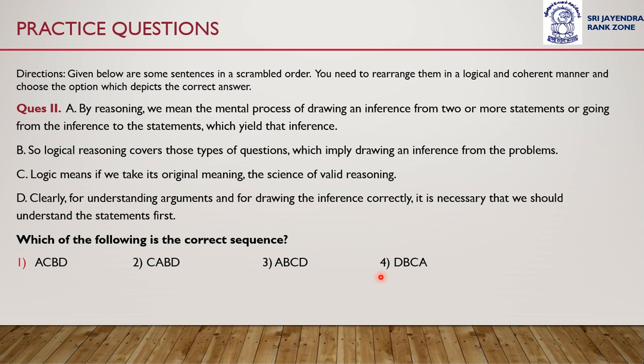A. By reasoning, we mean the mental process of drawing an inference from two or more statements or going from inference to the statements which yield the inference. B. So, logical reasoning covers those types of questions which imply drawing an inference from the problems. C. Logic means, if we take its original meaning, the science of valid reasoning. D. Clearly, for understanding arguments and for drawing the inference correctly, it is necessary that we should understand the statements first.